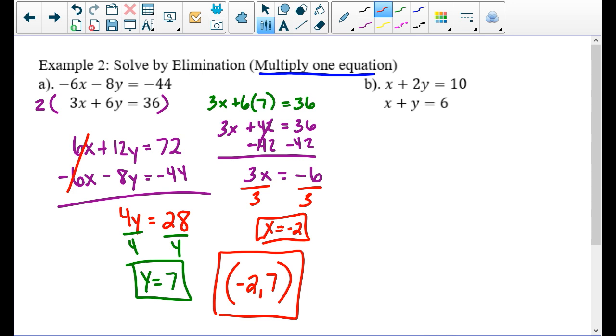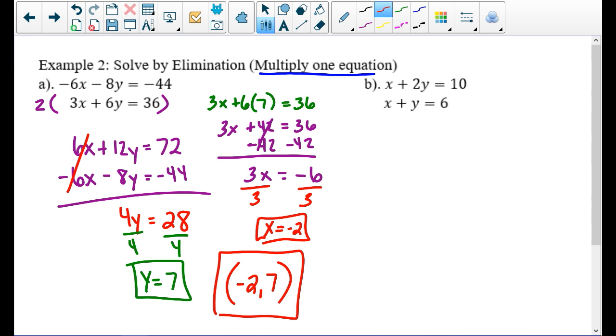So here I had to multiply by a number. I have a positive and a negative multiplied by a number on one of these equations to solve for the other. So take a look here at example B. I'm going to get you started and then you're going to finish this one.